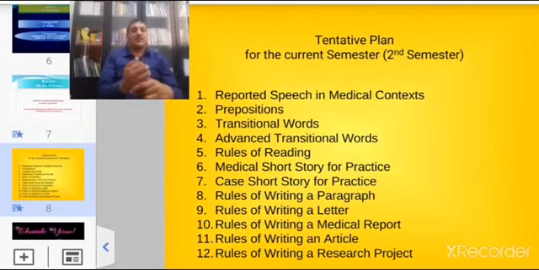First of all, we'll study reported speech in medical context, then prepositions, then transitional words, then advanced transitional words, the rules of reading, then medical short story for practice, case short story for practice also, rules of writing a paragraph, rules of writing a letter, rules of writing a medical report, rules of writing an article, rules of writing a research project. See, we will study them one by one.